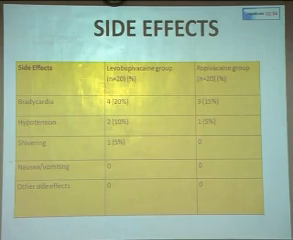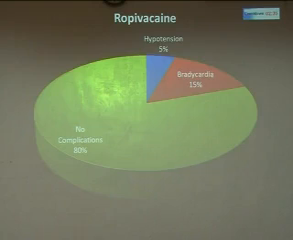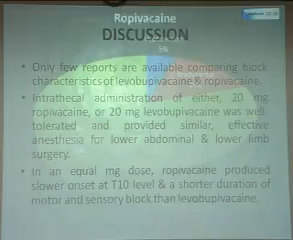Side effects: 4 patients of the levobupivacaine group and 3 patients of the ropivacaine group presented bradycardia which required treatment with atropine 0.6 milligram, and 2 patients from the levobupivacaine group and 1 patient from the ropivacaine group had hypotension which required treatment with ephedrine 6 milligram. Only 1 patient had shivering, in the levobupivacaine group. This is shown by pie diagram for the levobupivacaine group and for the ropivacaine group.